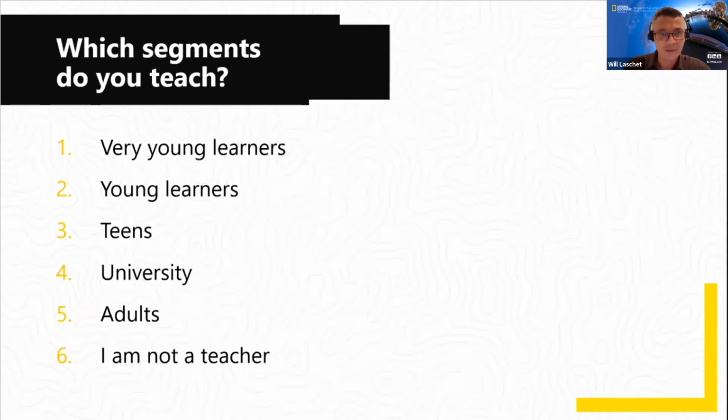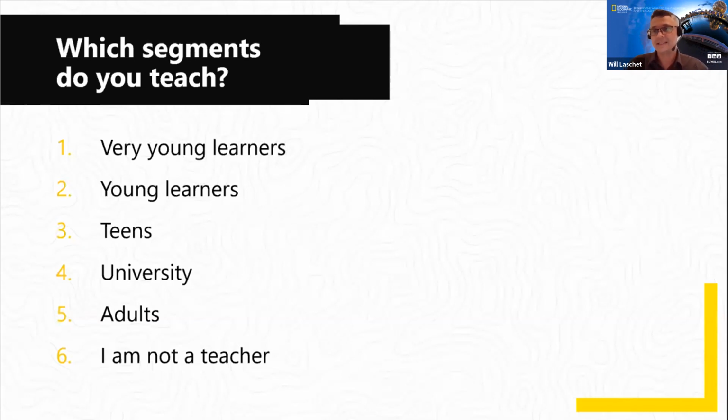Okay, let's end the poll. We got 70% of you have voted. So let's see. I'm going to share the results here. So the majority of you, 57%, teach teens, which is perfect. About half teach young learners. We've got almost 40% university. A third of you teach adults.